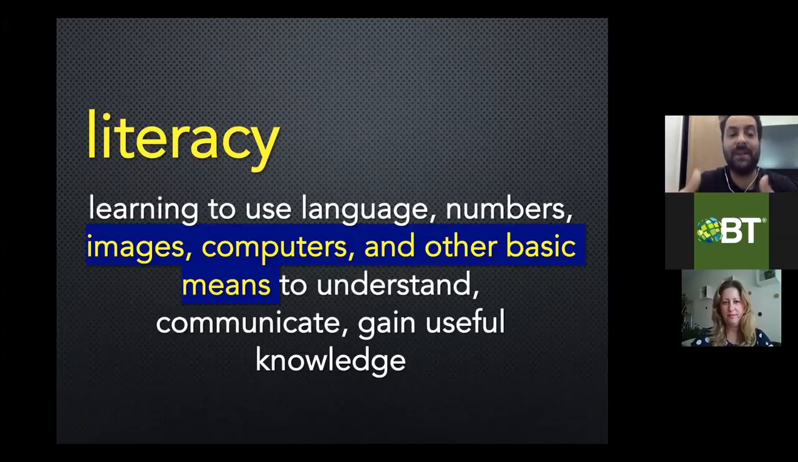Then, therefore, when we're talking about literacy nowadays, we're talking about language, numbers, images, computers, and other basic means to understand, communicate, and gain useful knowledge. So what we do here is we add a number of other components to the concept of literacy that we have. And we extrapolate that initial concept of language and numbers to images, computers, and other basic means, right? And then the question is, but how do we implement all of this in class, in our teaching? And this is the $1 million question here.